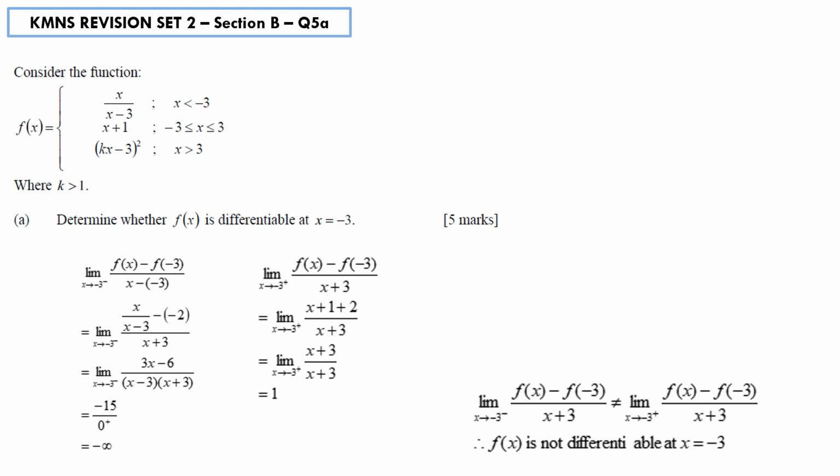So how do we determine whether a function is differentiable or not at a number? We have to find the limit as x goes to negative 3 minus and also the limit as x goes to negative 3 plus. But the difference between this and the existence of a limit is that we must use the first principle formula. In this case, the limit as x goes to negative 3 minus using the first principle formula, and the limit as x goes to negative 3 plus using the first principle formula, are not the same. So f(x) is not differentiable at x equals negative 3.